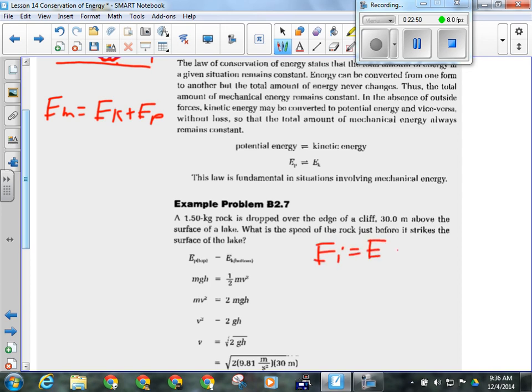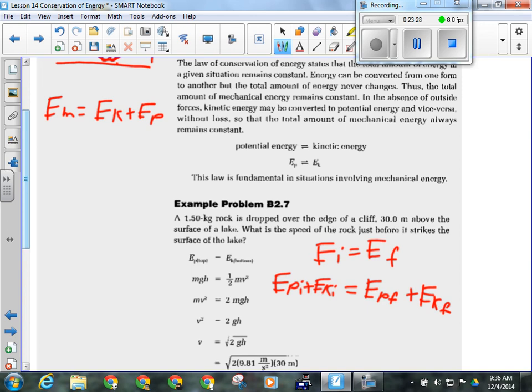EI equals EF. What kind of energy does it have when I'm about to drop it? Potential only, right? It's not moving, only has potential energy. So I can say then, okay, I should really write it like this, because this is what we mean. This is mechanical, and this is mechanical. So what we're really saying is that the initial potential plus the initial kinetic equals the final potential plus the final kinetic, right? That's what we're saying. If mechanical energy equals the sum of those two things, okay, this is what we're really saying.